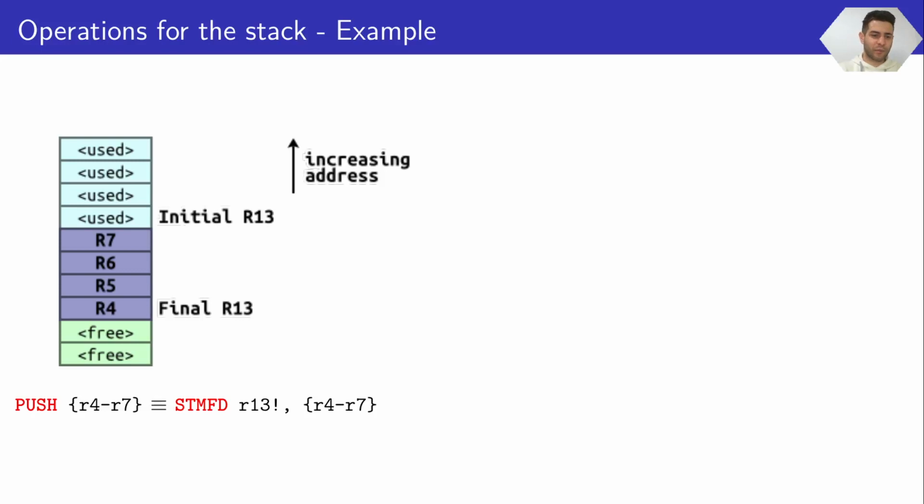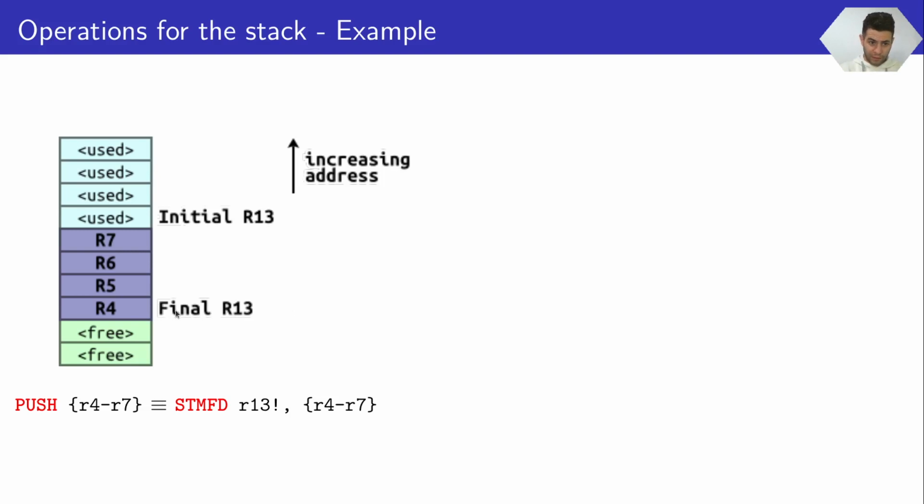Let's see an example. Here we have push R4-R7, that is equivalent to store multiple for descending on R13, so the stack pointer. At the end of the operation, the stack pointer will be updated with the final value. This is the initial stack pointer pointing to this element. We are pushing R7, 6, 5, and R4, and at the end of this instruction, the stack pointer will point here.